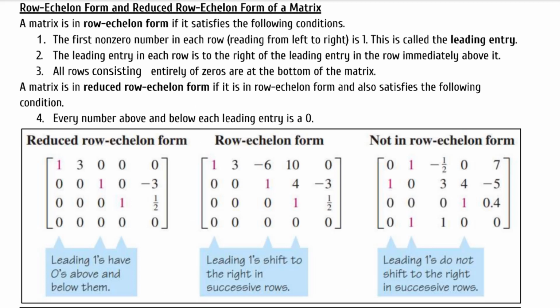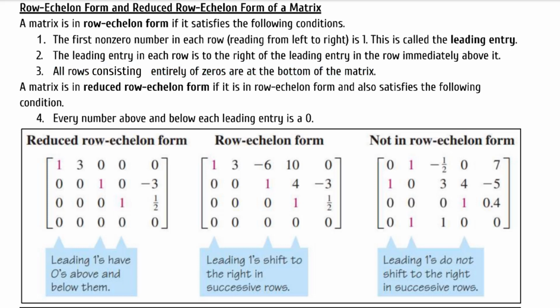Row echelon form and reduced row echelon form of a matrix. A matrix is in row echelon form if it satisfies the following conditions. The first non-zero number in each row, reading from left to right, is 1. This is called the leading entry. The leading entry in each row is to the right of the leading entry in the row immediately above it. And all rows consisting entirely of zeros are at the bottom of the matrix.